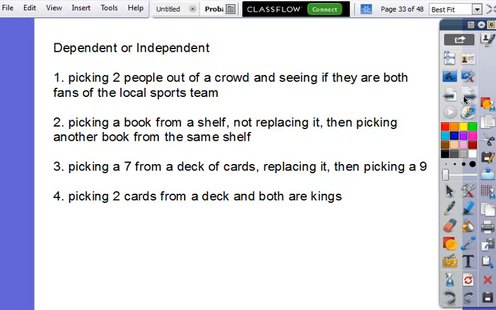Copy these down and tell me, are they independent or dependent? First one: picking two people out of a crowd. Independent, because picking one person and picking another person, what the first person says has nothing to do with the second person. Picking a book from the shelf, not replacing, picking another book. That is dependent. If you ever see not replacing, that's dependent. Picking a 7 from the deck of cards, replacing it, and then picking a 9. That's independent, because when I replace it, I'm starting back over, and the first one doesn't affect the second. Not replacing is always dependent, but if you're replacing it, that's independent.